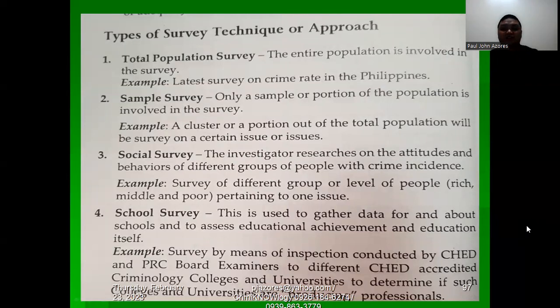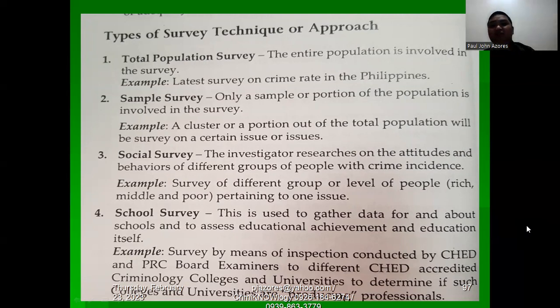Types of survey technique or approach. Total population survey, if you will be including the entire population in the survey. The latest survey on crime rate in the Philippines is an example. Also, sample survey. If you will just get a portion of the population, that is sample survey. Example, a cluster or a portion out of the total population will be surveyed on a certain issue or issues. Social survey. The investigator researches on the attitudes and behaviors of different groups of people with crime incidents.